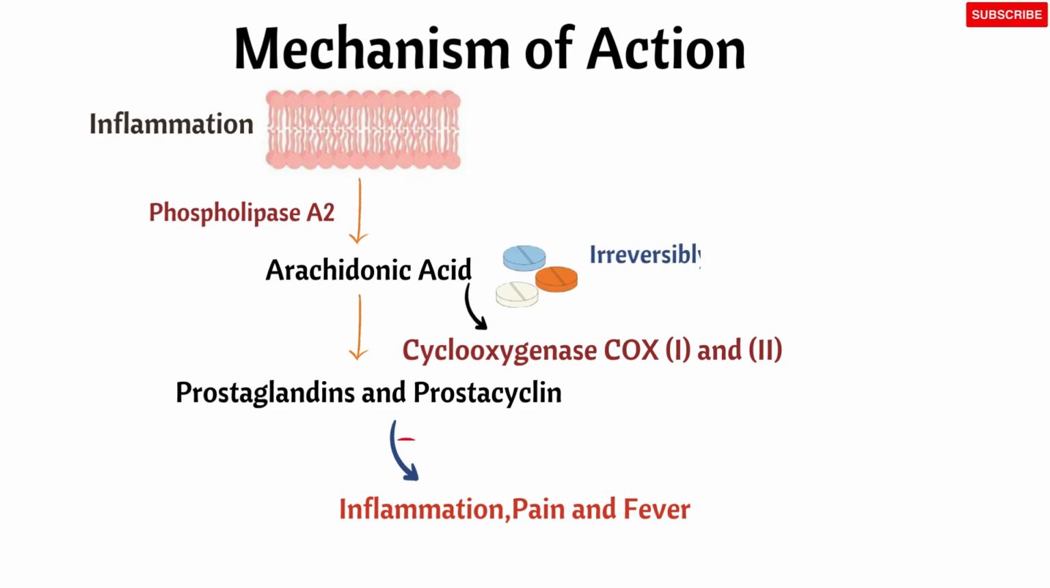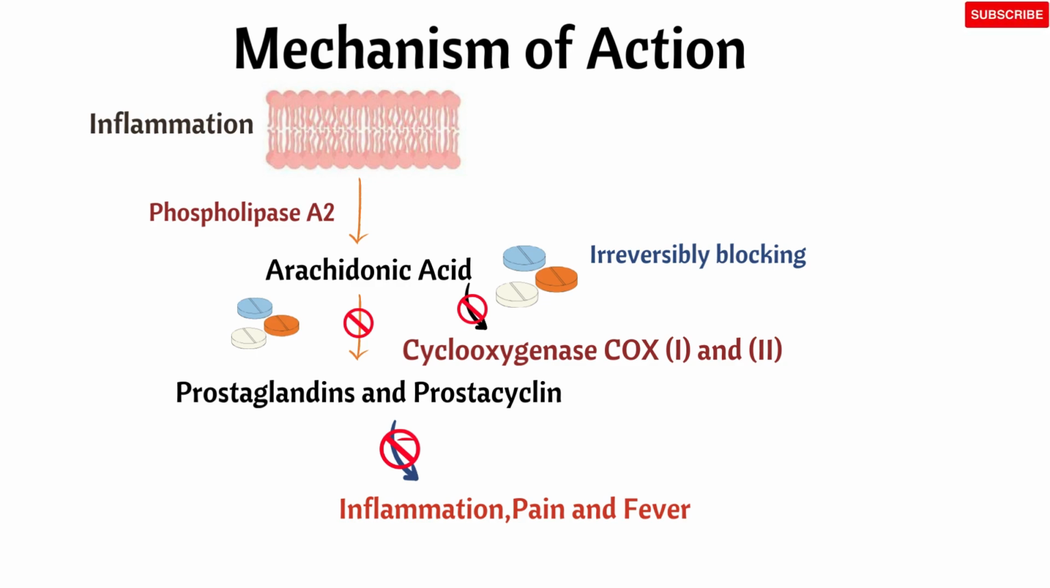Aspirin works by irreversibly blocking the action of an enzyme called cyclooxygenase, COX, which is involved in the production of prostaglandins. By inhibiting COX, aspirin decreases the production of prostaglandins, leading to a reduction in pain, inflammation, and fever.